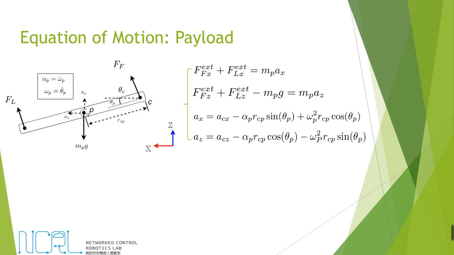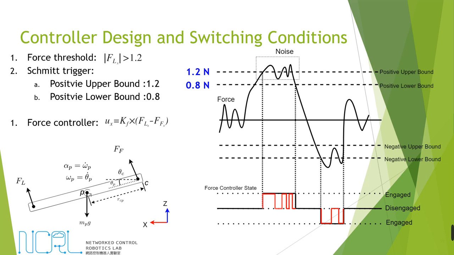Another issue is that when the follower estimates the leader force, there always exists some noise. And this noise, although it's small, can give a false alarm on the trigger signal, and that can cause a bad trigger with some consequences. So we need to define some triggering thresholds here. It's easy, but it's not trivial.